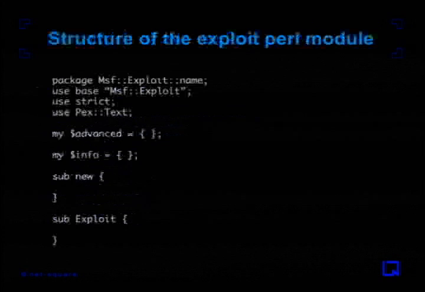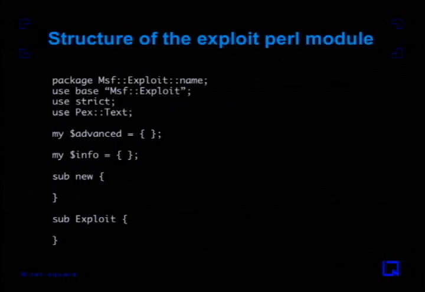The overall structure of this is you create a package, say package MSF exploit name, you give a name to the module. You have to include the following lines like use base MSF exploit, use strict Perl coding. PEX is the Perl extension routines, extended by Metasploit. In 3.0, you have REX, which is Ruby extension routines. Then you populate these two hashes, advanced and info, with stuff. You create your constructor, and then you have exploit code.